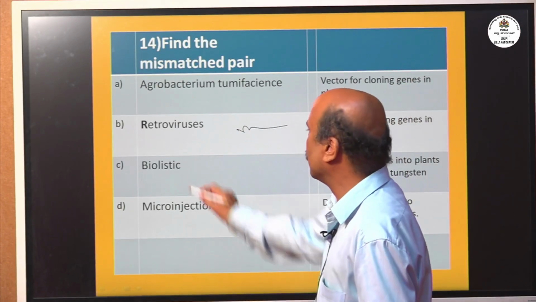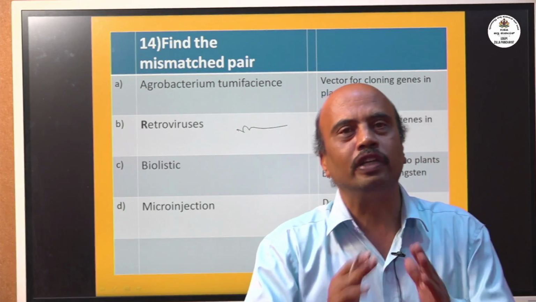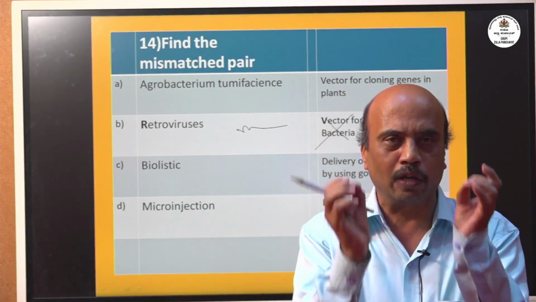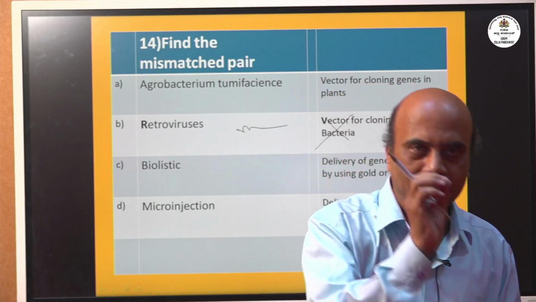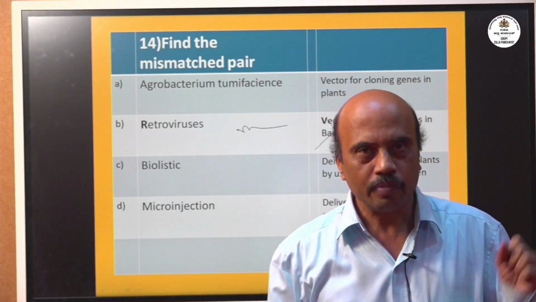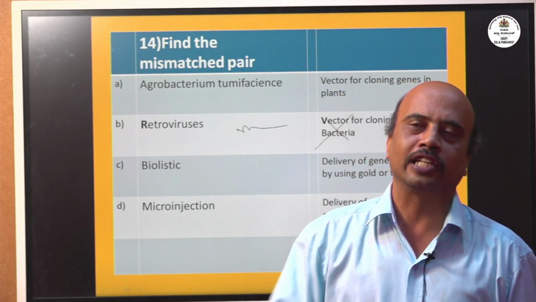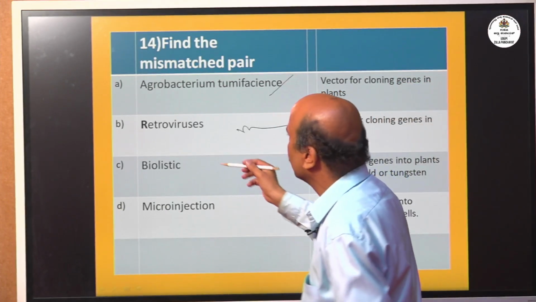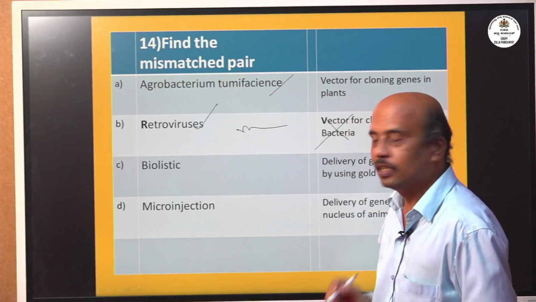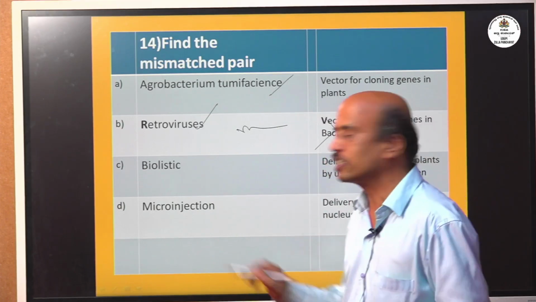Then biolistic, also called gene gun, is a delivery of genes without using vectors. Microparticles of gold or tungsten coated with the desired gene in small quantities are bombarded with high velocity to enter into the plant cell. That is a vectorless gene transfer in the case of plants. So biolistic, delivery of genes into plants by using gold or tungsten, is correct.